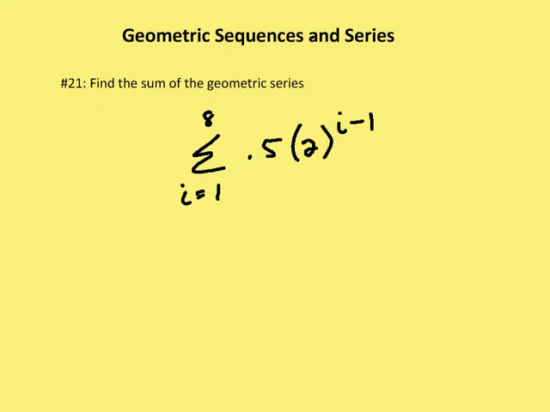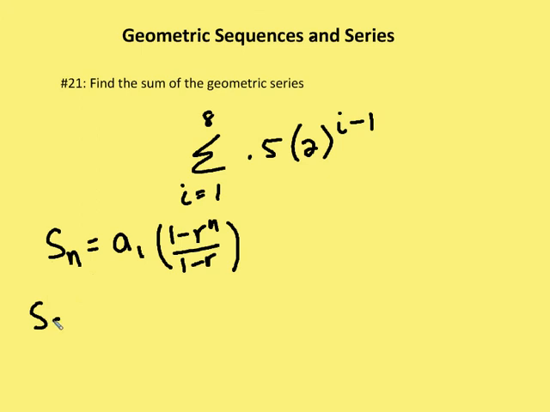Okay, in the last question, we're going to find out what the sum of the geometric series is. And we're going to use the rule that we learned before, which was the sum of a geometric series is equal to the first term times 1 minus r to the n over 1 minus r. So we know that we're looking for the sum of 8 terms. So we have s sub 8 is equal to the first term.